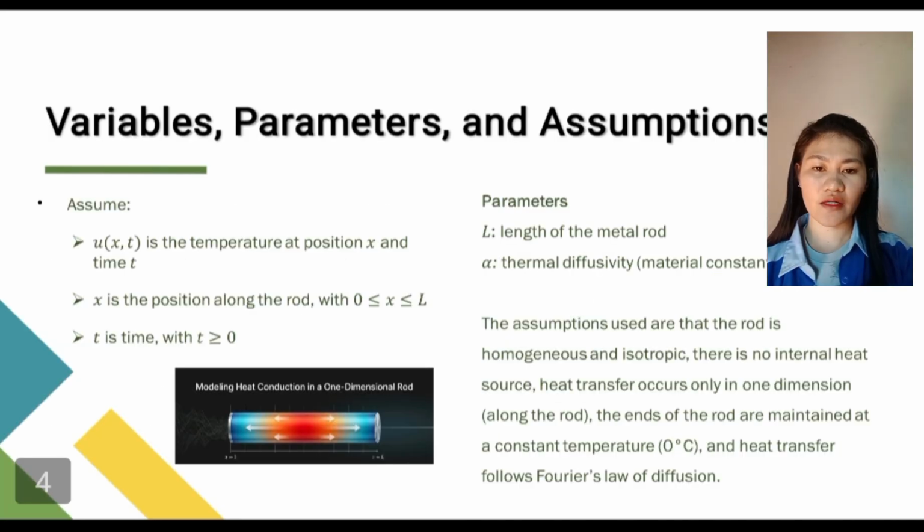Variables, parameters, and assumptions. U of x, t is the temperature at position x and time t. X is the position along the rod with 0 less than or equal to x less than or equal to L. T is time with t greater than or equal to 0. L is the length of the metal rod, and alpha is the thermal diffusivity.